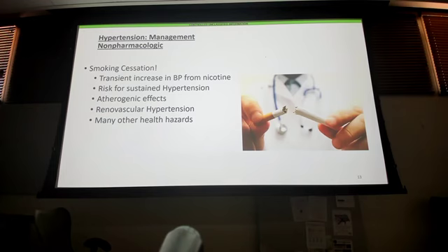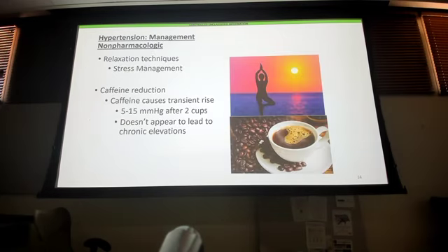And we talked about smoking cessation, how that's key. We talked about stress management techniques because we're trying to get rid of that overstimulation from the sympathetic nervous system that's causing that vasoconstriction and everything like that. Caffeine reduction can help as well, although we don't typically see chronic elevations of blood pressure with caffeine use like we do with nicotine.